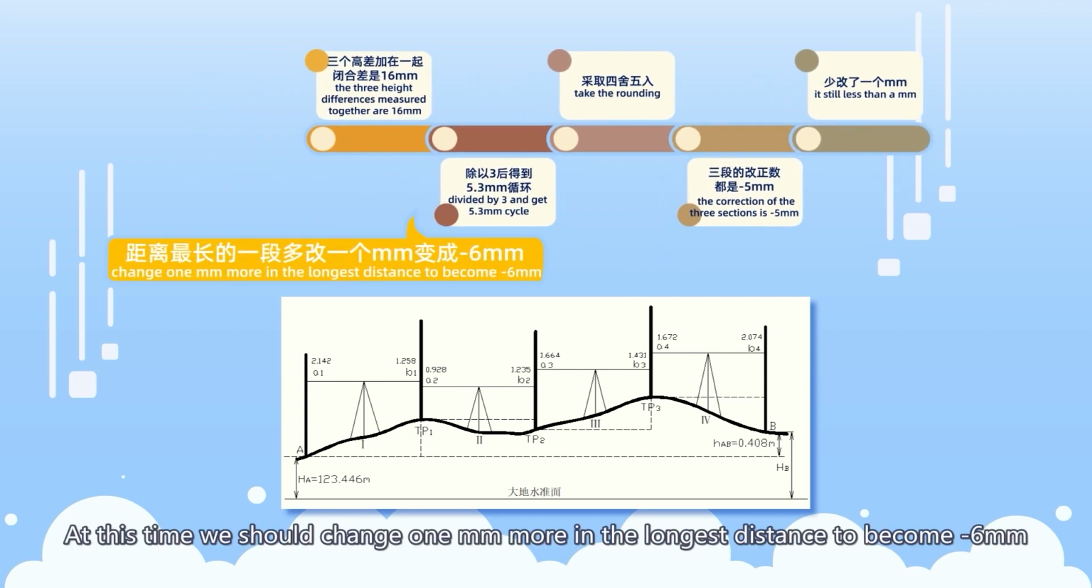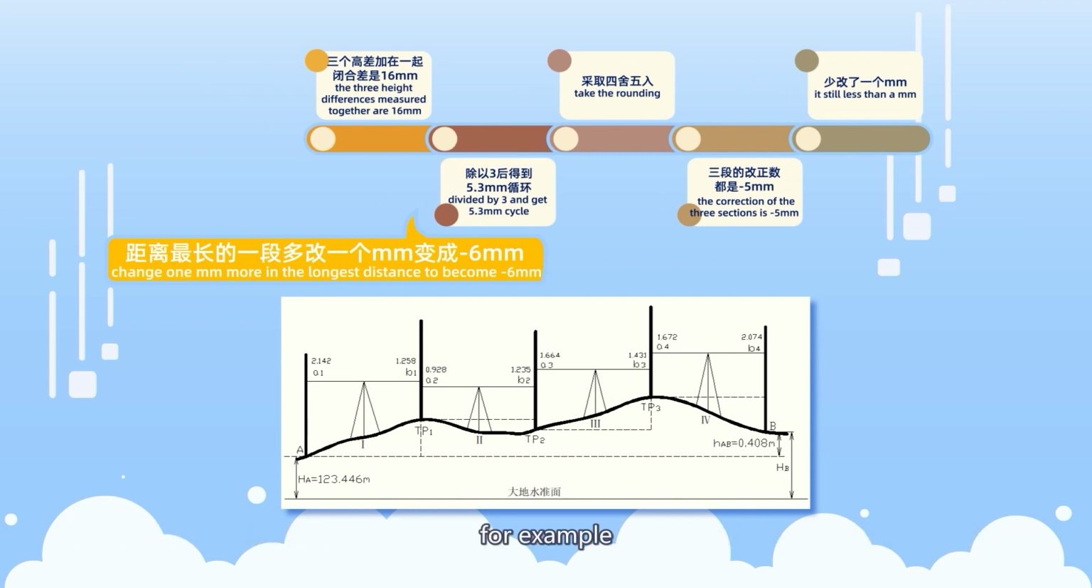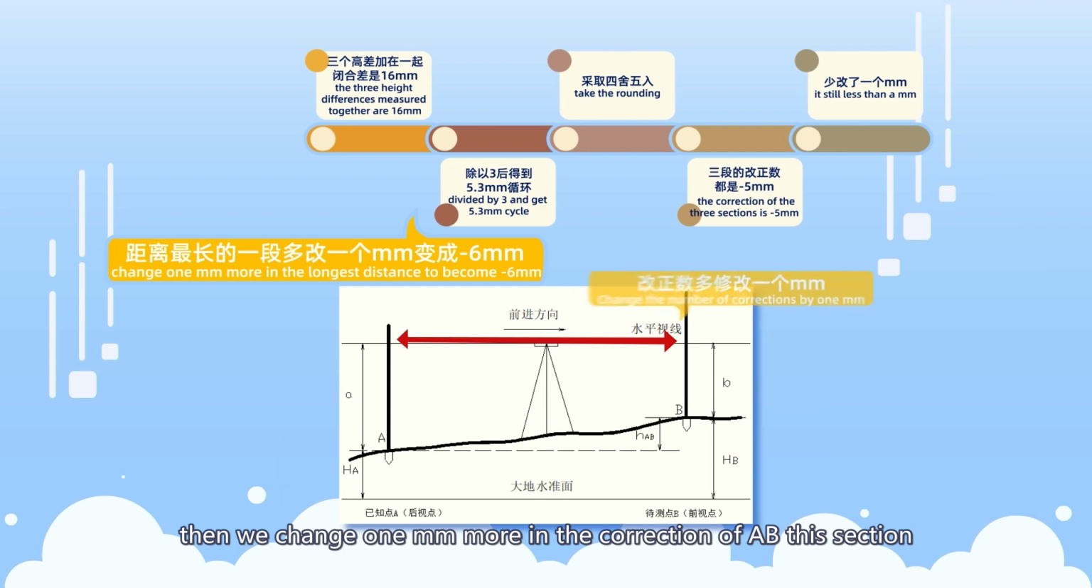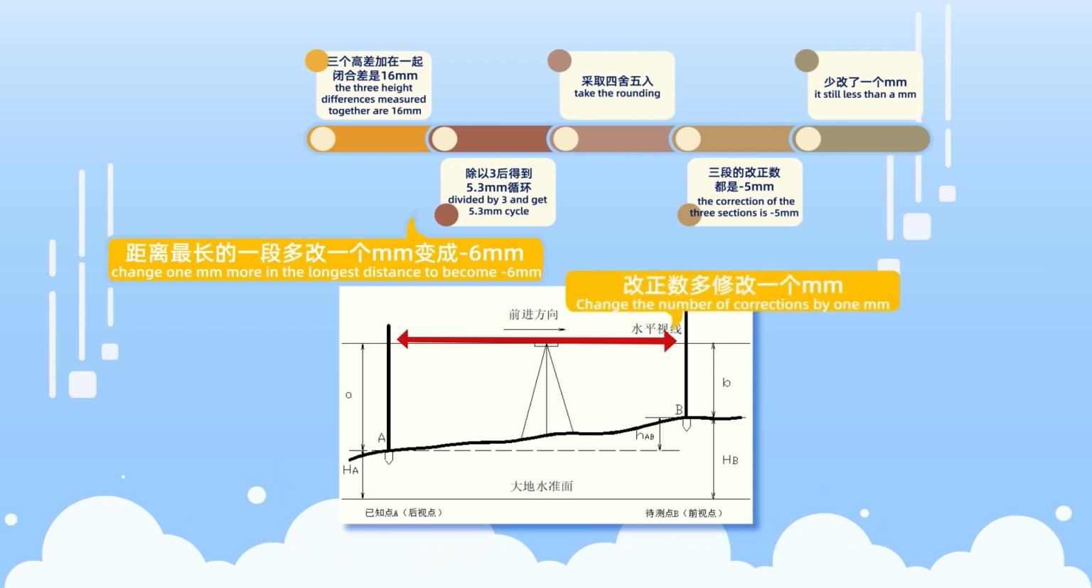At this time we should change 1 mm more in the longest distance to become minus 6 mm. For example, AB, this section is the longest distance. Then we change 1 mm more in the correction of this section AB.